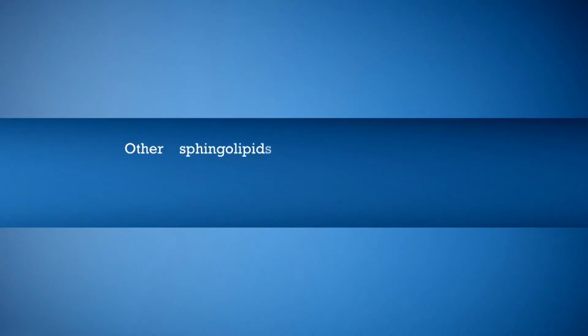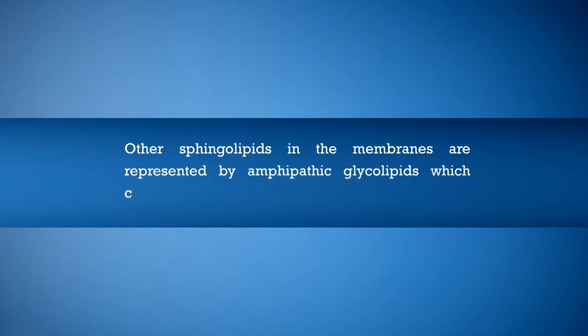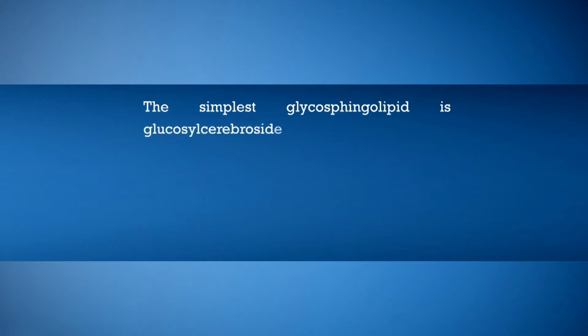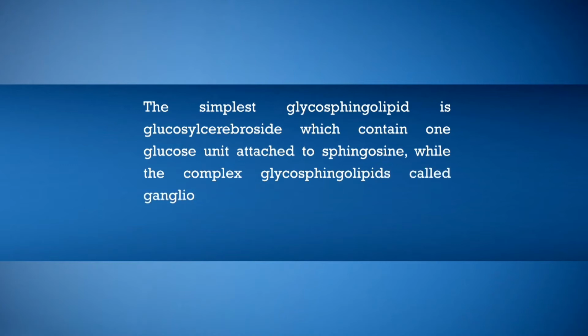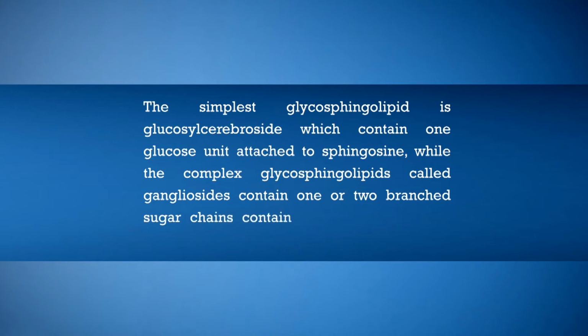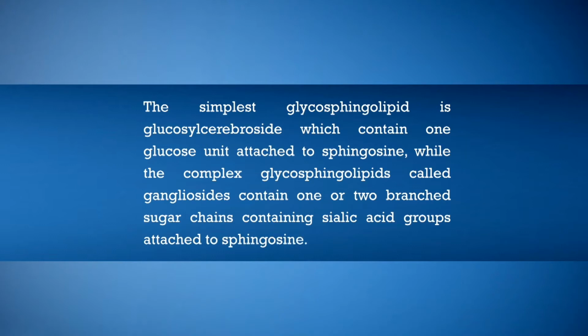Other sphingolipids in the membranes are represented by amphipathic glycolipids which contain sugar in their polar head groups. The simplest glycosphingolipid is glucosyl cerebroside, which contain one glucose unit attached to sphingosine, while the complex glycosphingolipids called gangliosides contain one or two branched sugar chains containing sialic acid groups attached to sphingosine.